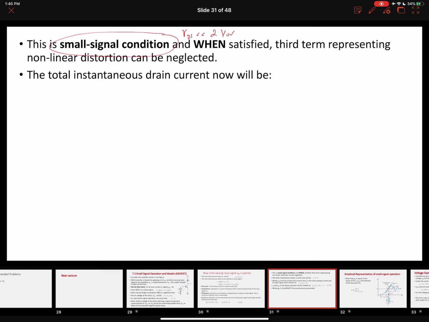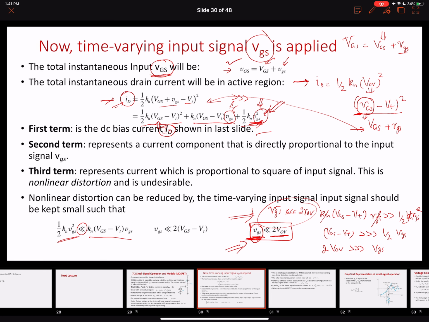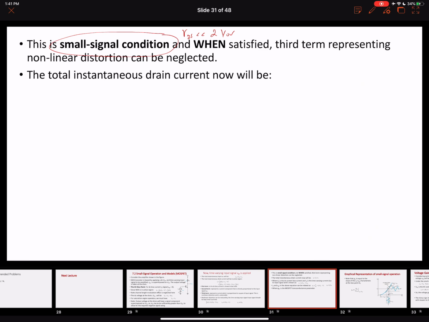By now we have talked about the total instantaneous gate to source voltage and the total instantaneous drain current. So let's look at the drain current in a different way, or a similar way with a different equation. Over here again, this is the total instantaneous drain current, this is the DC value of the drain current, and this is the time varying component of the drain current. Now I will assume that this condition is met. So I'm re-looking at the instantaneous value of the drain current when vgs is very much smaller than 2 VOV, that is, when the small signal condition is met.